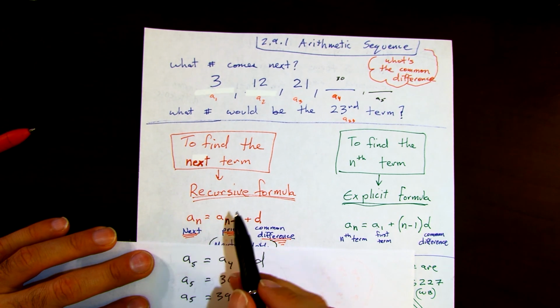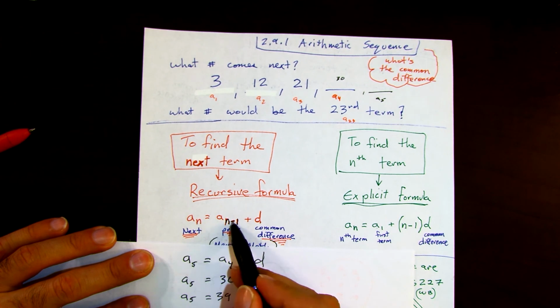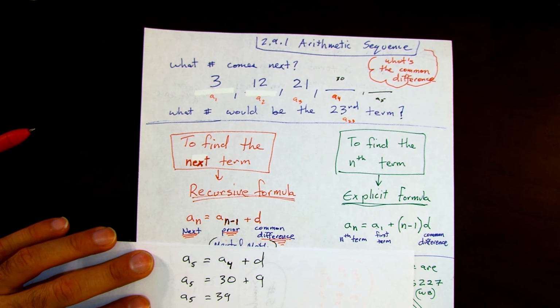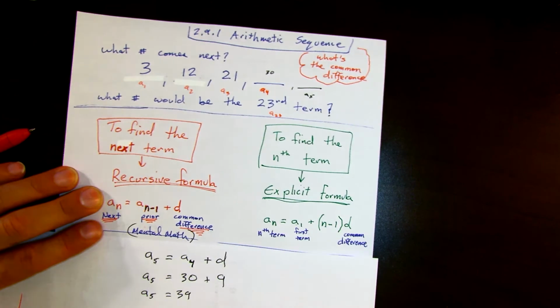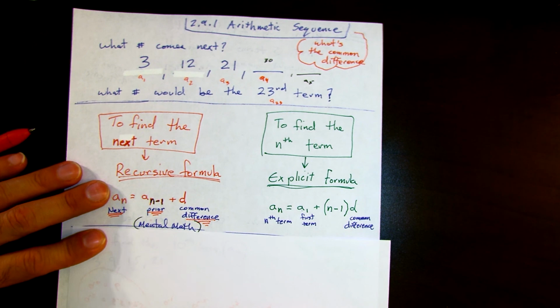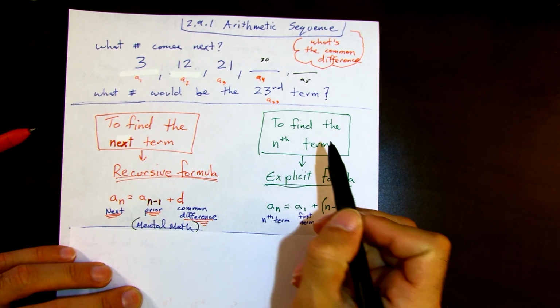Okay. So just remember that n is the term we're looking for. So n minus 1 is going to be the term before it. That's all that means. All right, so that's what we did in our first example here. And now we need to do something a little more complicated. Now we want to find the nth term.